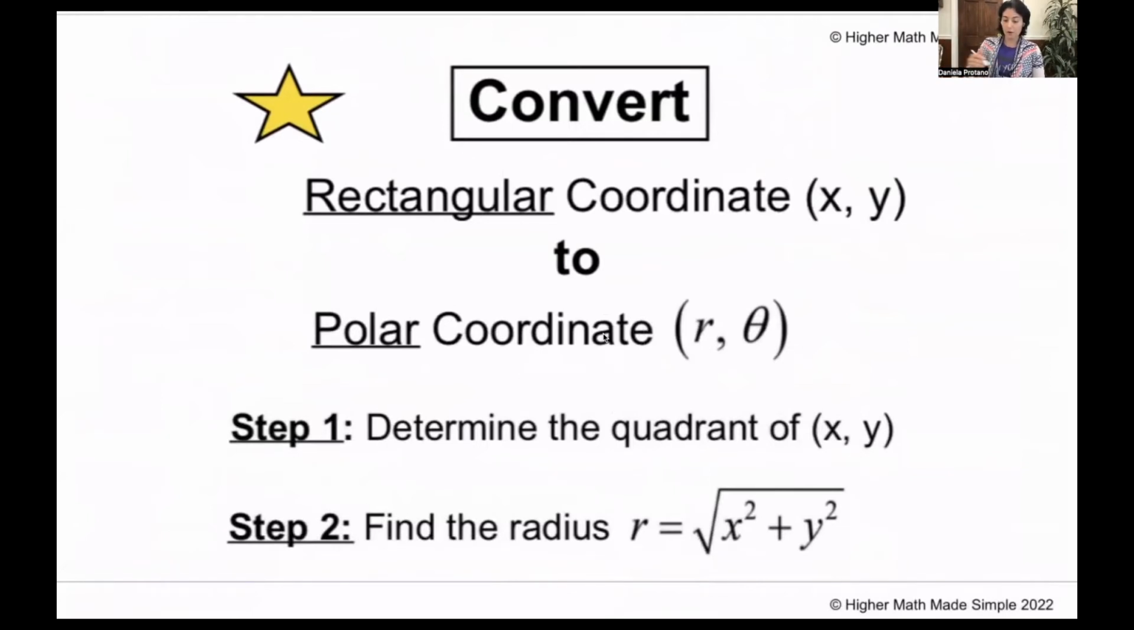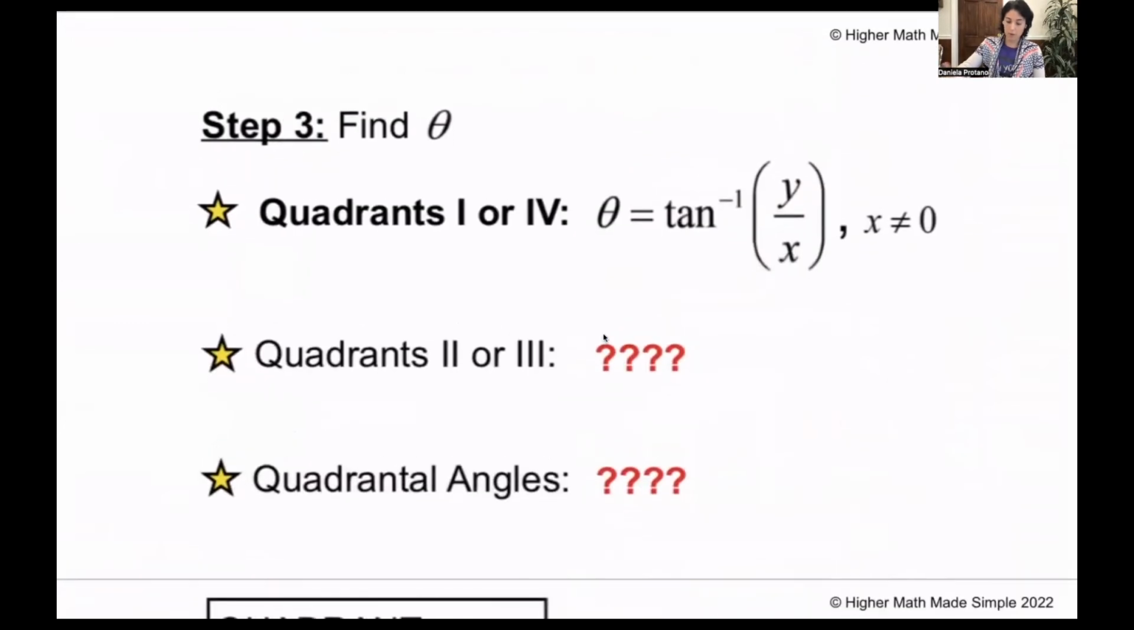So in a nutshell, to convert from a rectangular coordinate, x comma y, to a polar coordinate, r comma theta, the very first step is to determine what quadrant the rectangular coordinate is in, because that determines which formula for theta you're going to use. We already talked about the radius formula, which comes from the Pythagorean theorem. So far we did quadrants 1 and 4, so you might have already learned in class that you're just going to be using the arctangent. Remember, arctangent is the y value of the coordinate divided by the x value of the coordinate.